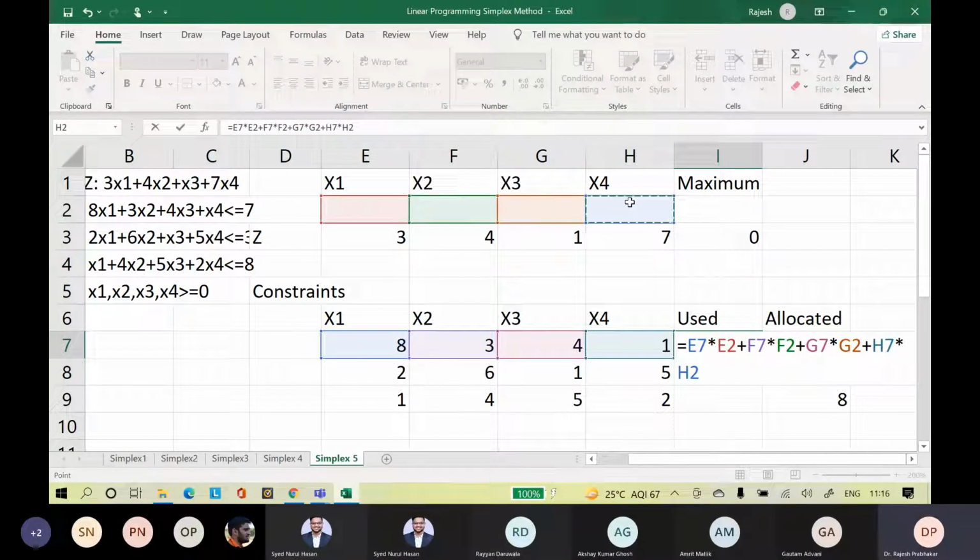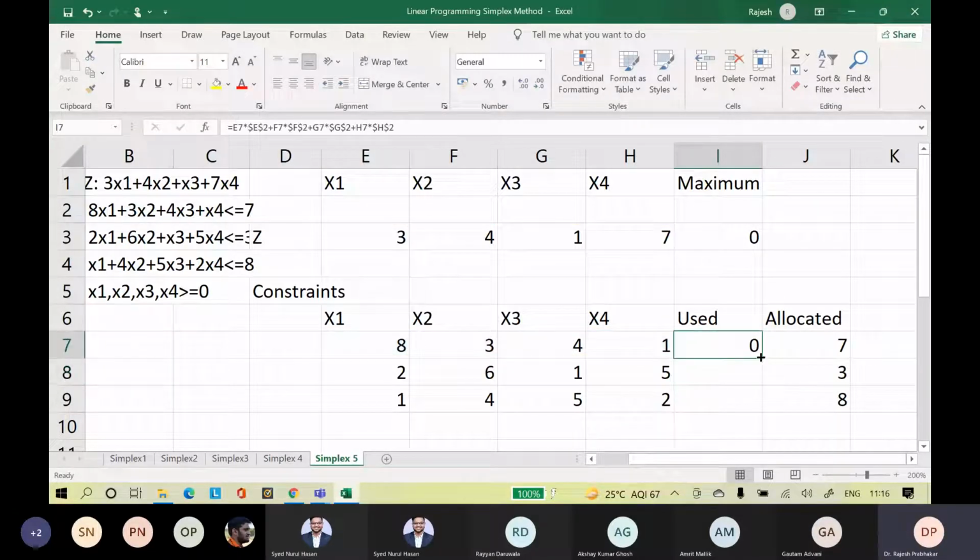So V2 we have to fix. F2 we have to fix. G2 we have to fix. H2 we have to fix. Press enter and then I'll drag it down.